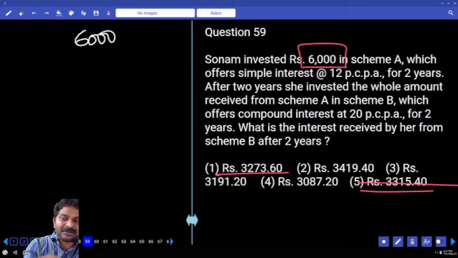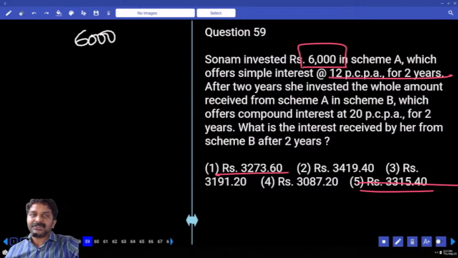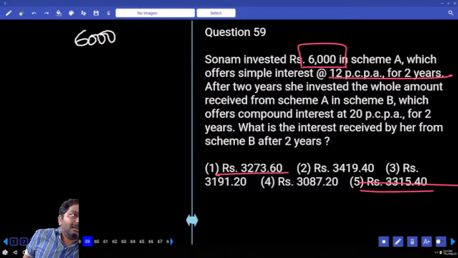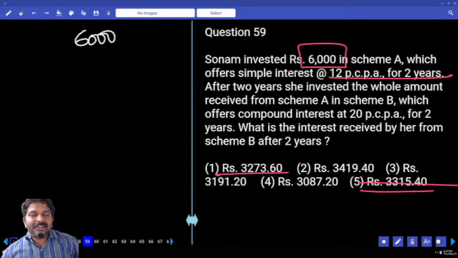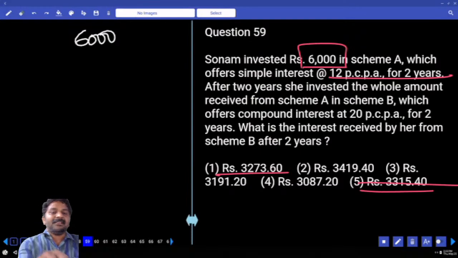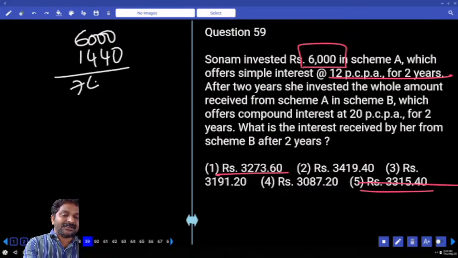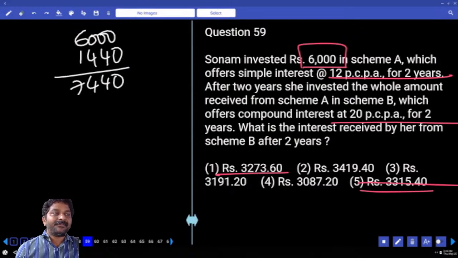Initial principal 6,000. Simple interest for 2 years at 12% per annum is 24%. 24% means 25% minus 1%. 25% is 1500, 1% is 60. So 1500 minus 60 is 1440. Then the amount received is 7440, which is invested in another scheme for compound interest for 2 years at the rate of 20% per annum.